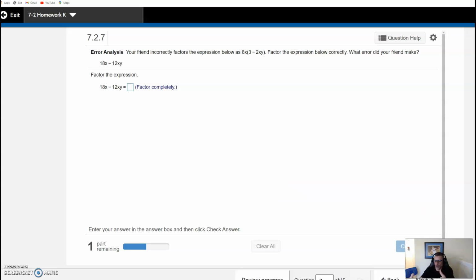Remember, factoring is where we pull out the numbers that they have in common, right? The greatest common factor. So I'm going to rewrite this. It says 18x minus 12xy. Okay, so here we have 2 terms, and I want to factor this. So I have to look at everything they have in common.